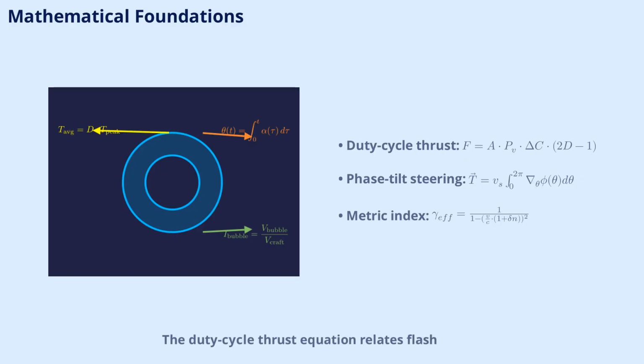The duty cycle thrust equation relates flash and dark durations to net thrust, while the phase tilt steering equation defines how phase gradients translate to directional control. The translation bubble's metric index is calculated to ensure inertial reduction, and all parameters are optimized for maximum efficiency and safety. These equations form the backbone of the HFPTD's control algorithms and operational protocols.